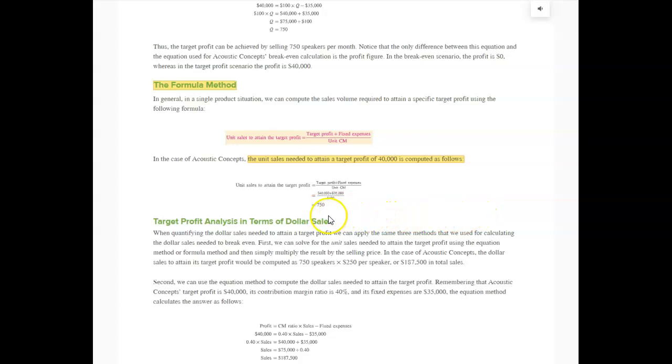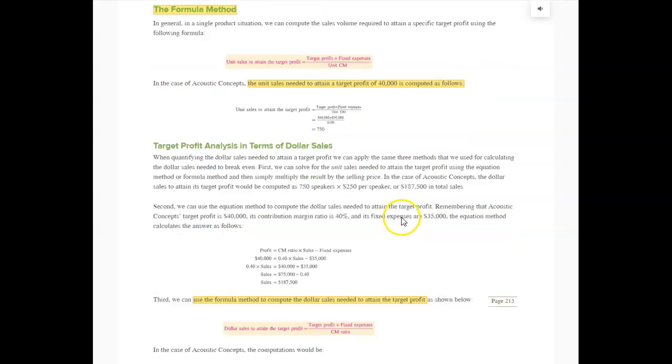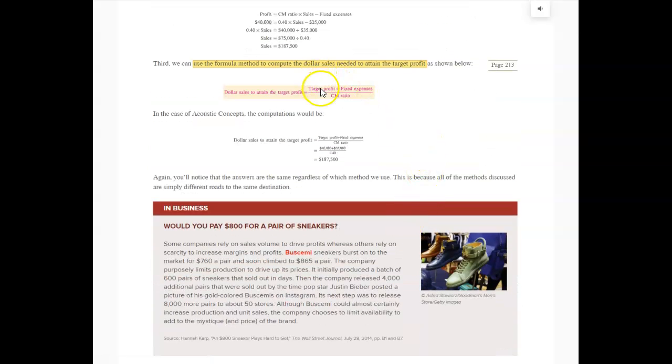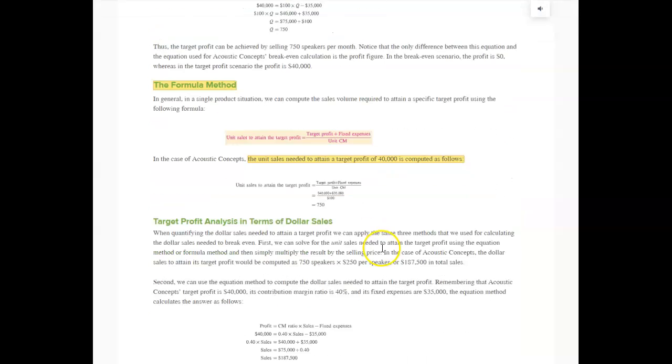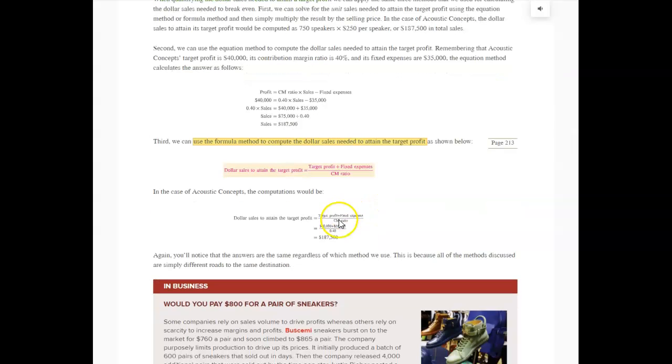If you want to find out what our sales dollar level would be at this profit level, it's very similar. Add your target profit to your fixed expenses, and in this case, divide by your contribution margin ratio, the 0.4. You do that, and the sales volume is $187,500. So at this sales dollar volume level, our profit will be $40,000. Back up here, at the 750 unit sales level, not dollars but units, we sell that, we make $40,000. So you can get the answer either in units or in sales dollars.